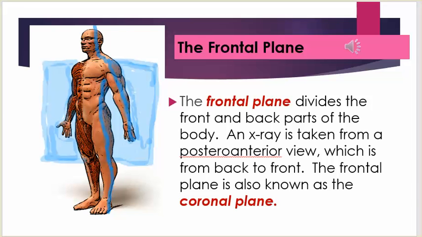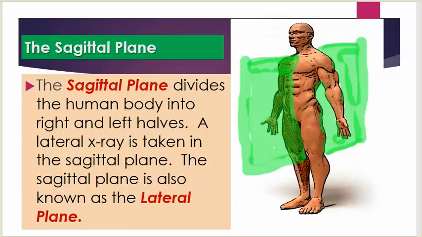An X-ray is taken from a posterior-anterior view, which is from back to front. The frontal plane is also known as the coronal plane. The sagittal plane divides the human body into right and left halves. A lateral X-ray is taken in the sagittal plane. The sagittal plane is also known as the lateral plane.